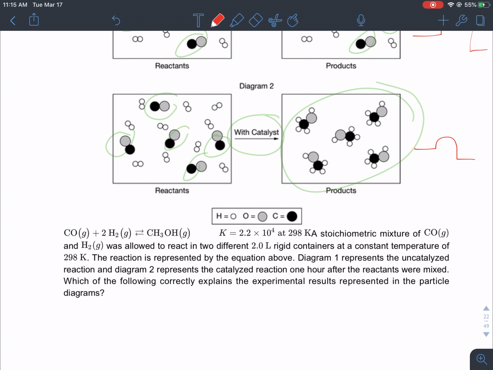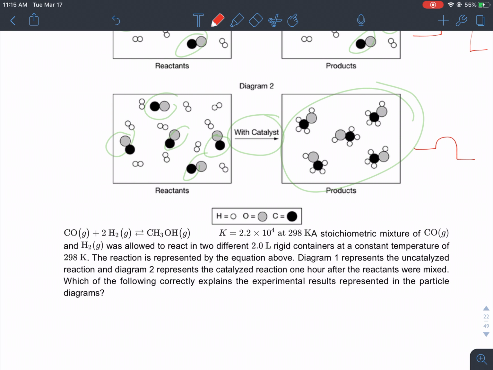A stoichiometric mixture of CO and H2 was allowed to react in 2 different 2-liter rigid containers at a constant temperature of 298. The reaction is represented by the equation above. Diagram 1 represents the uncatalyzed reaction, and diagram 2 represents the catalyzed reaction 1 hour after the reactions were mixed. Which of the following correctly explains the experimental results represented in the particle diagrams?